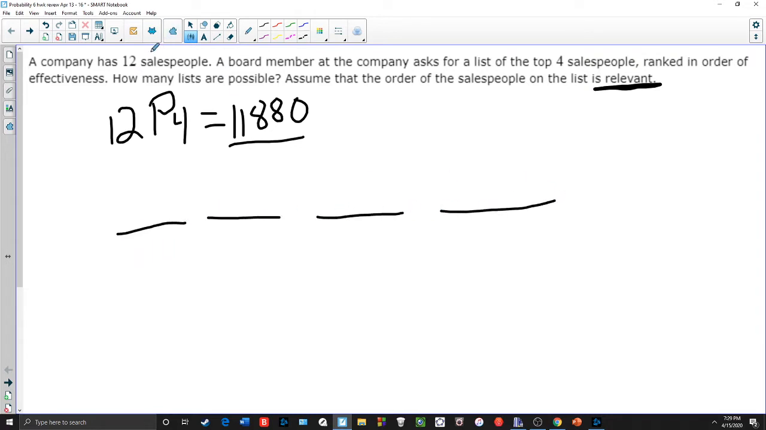Now, technically speaking, any one of the 12 could be the best, right? Any one of the 12 could be the most effective. So you have 12 possible people for the first spot. Then you have 11 possible people for the next spot, right? Because this person can't obviously be first and second. If Bill was picked first, he can't also be second. So there's only 11 people that can fill this spot. And then 10 only for this spot, and then 9 only for this spot. And so if we multiply this down, we should, if all goes correctly, get the same answers.